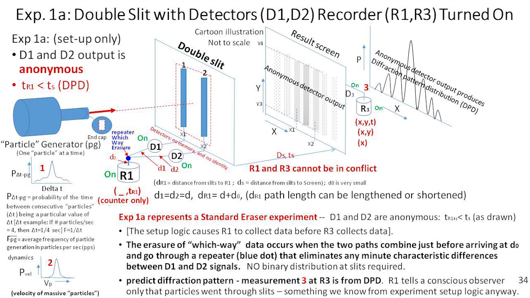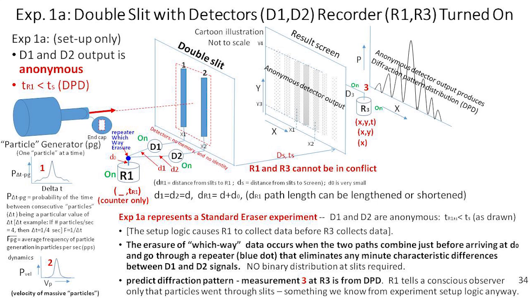Experiment 1A represents a standard eraser experiment, very much like I described in just looking at all the experiment ones. Because we have identical pulses generated by a particle going through either one of the slits, and once those pulses come together and have just one entry point into R1, then there is no more which way data because all the pulses look the same. Now this should produce a diffraction pattern because there is no which way data.